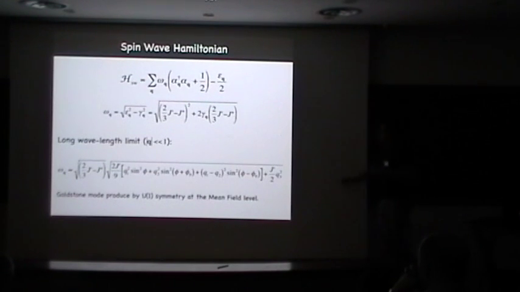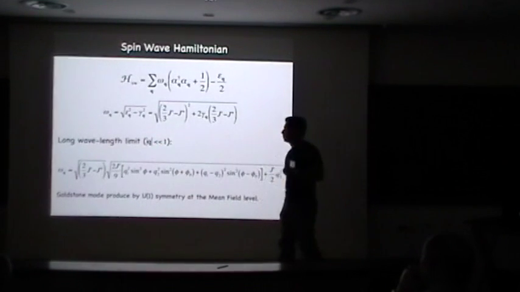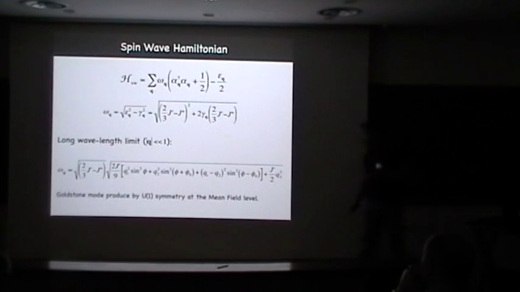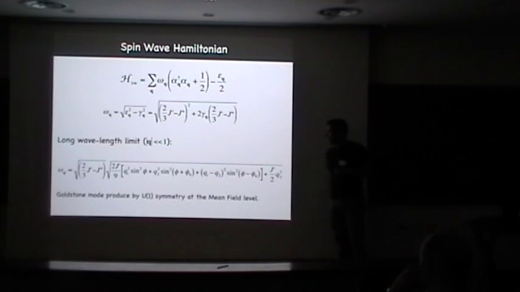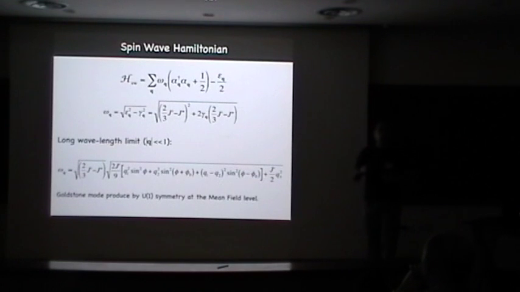And what you find out is that the dispersion relation is given by this simple expression. Interestingly enough, if you take the long wavelength limit, if you assume that the wave vector is very small, the wavelength is very long, you get that the dispersion relation goes to 0 linearly in the absolute value of Q. And this pseudo-Goldstone mode is produced indeed by this U(1) degeneracy that you had at the mean field level.